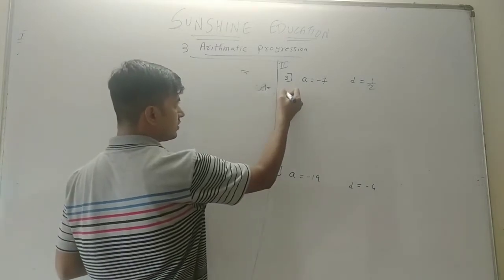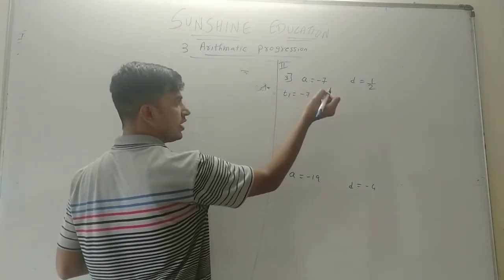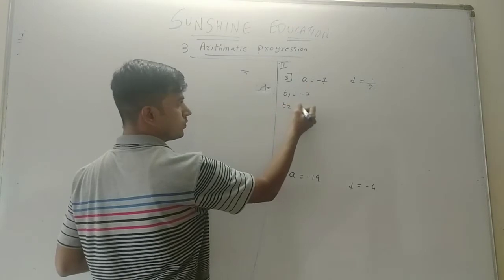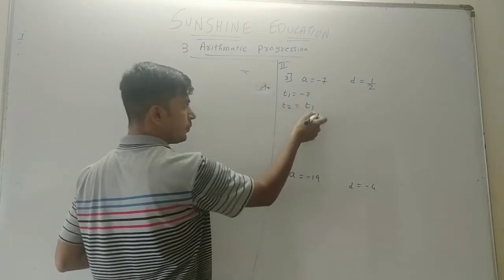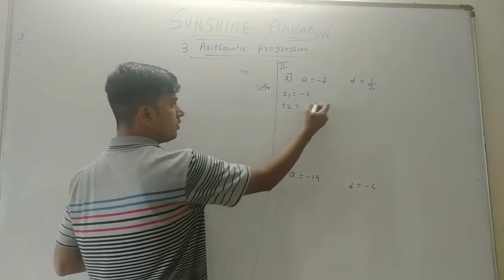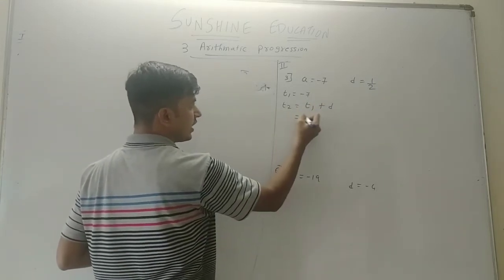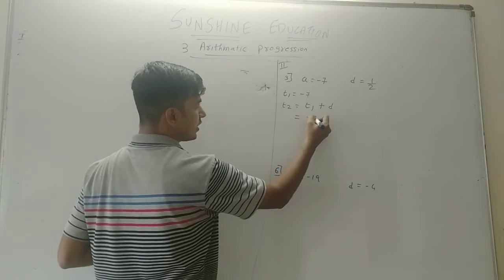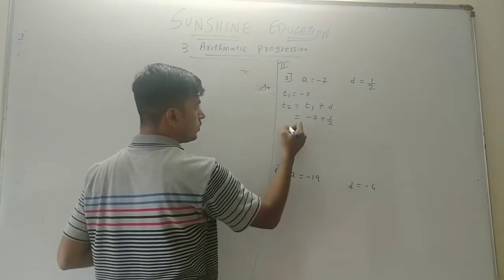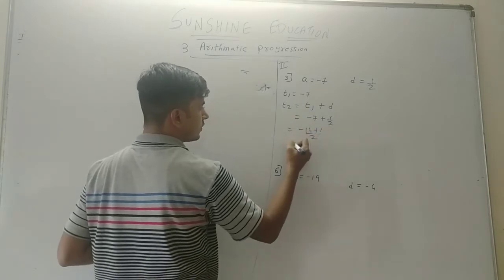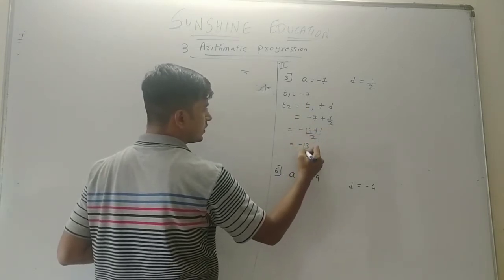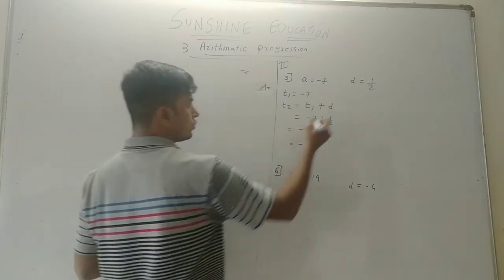So the first term is nothing but a, that is minus 7. t2, how will I get t2? That is the second term. That is t1, the previous one, t1 plus d. That is t1 is minus 7 plus d is 1 upon 2. So minus 14 upon 2 plus 1 upon 2, that is minus 13 upon 2. Okay, so this was t2.